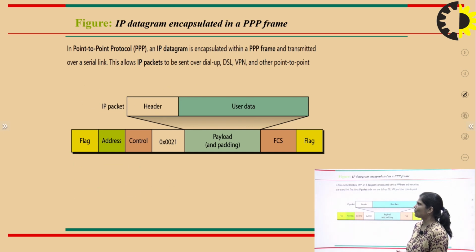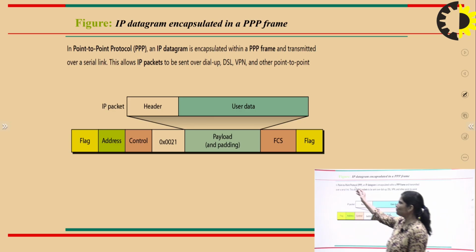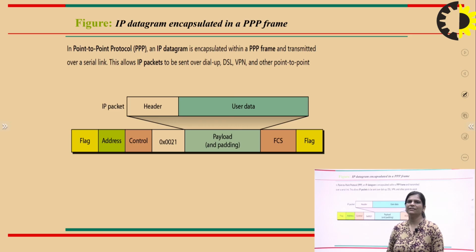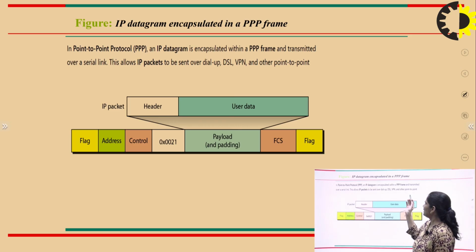Now this is a format for IP datagram encapsulated in a point-to-point frame. In point-to-point protocol, an IP datagram is encapsulated within a point-to-point frame and transmitted over a serial link. So this allows IP packets to be sent over dial-up or DSL or VPN and other point-to-point links.